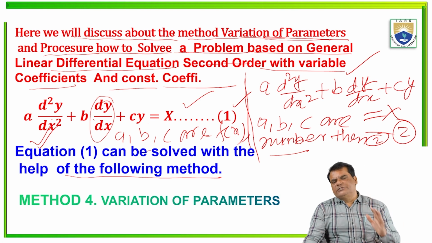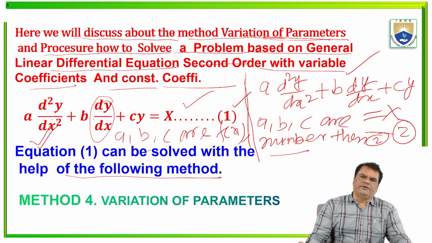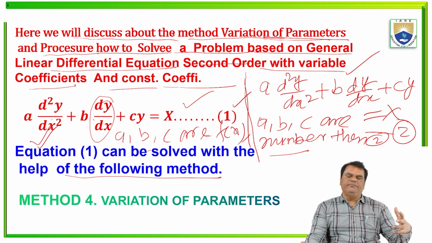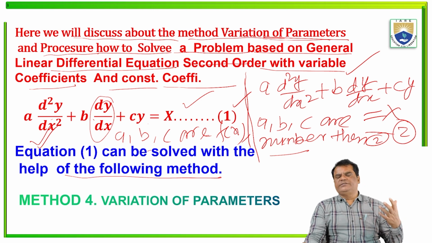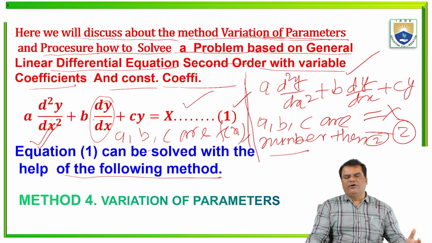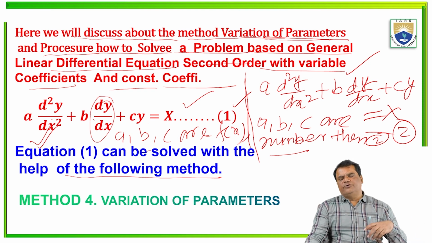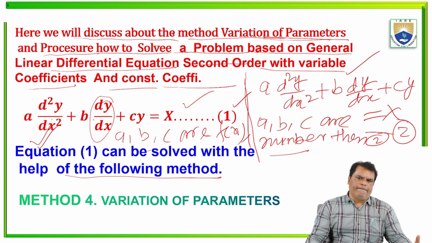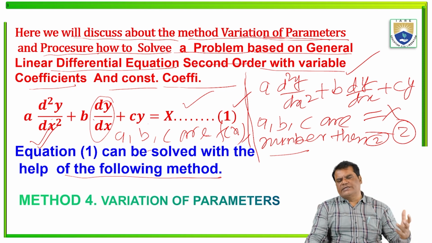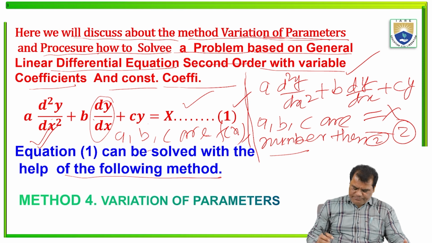So with the help of this method, number 4, variation of parameters, we can solve both types of differential equation. So here, one by one, we want to solve problems of linear differential equation of second order with variable coefficient, and also linear differential equation of second order with constant coefficient. First we want to discuss the method in detail.